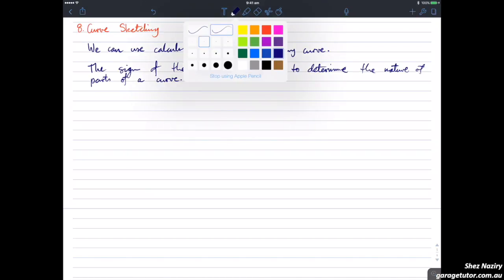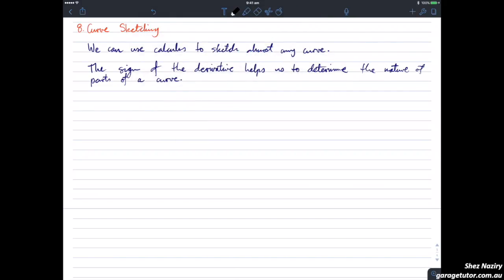So let me do a random graph. And what I want you guys to do is define or tell me the gradient values that we could possibly have.